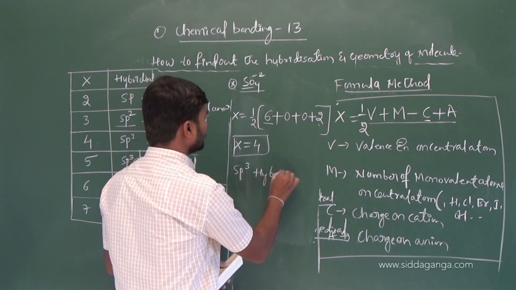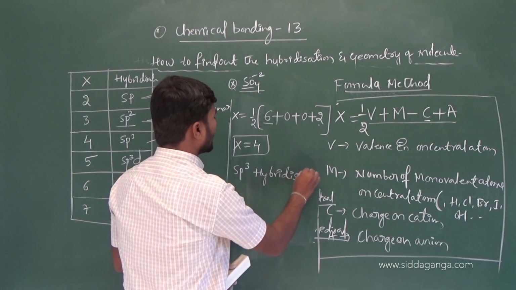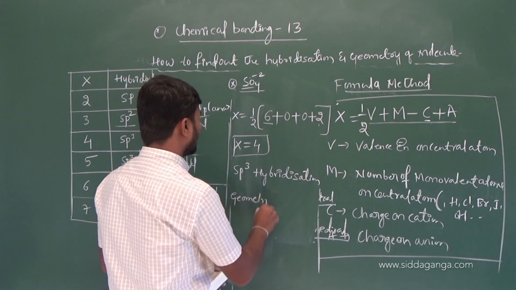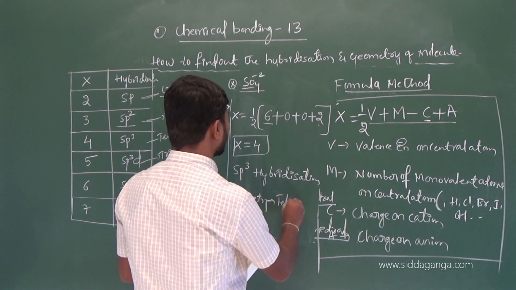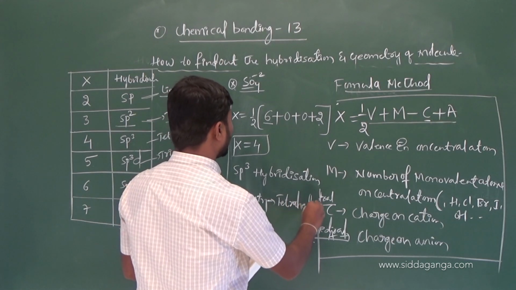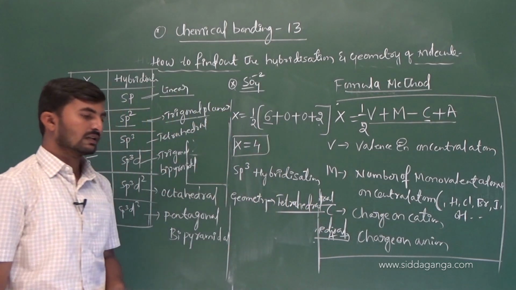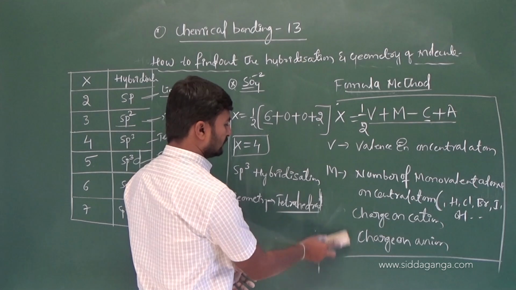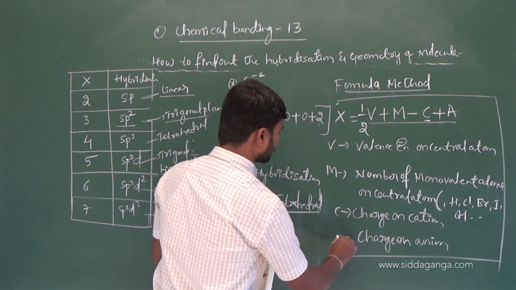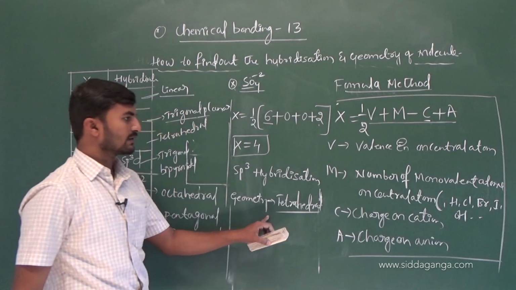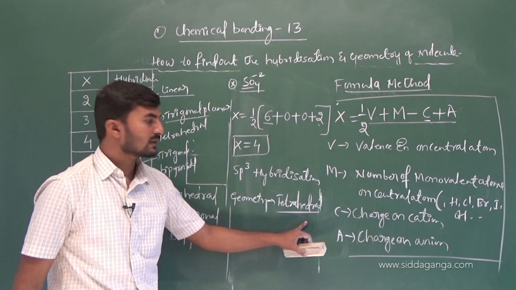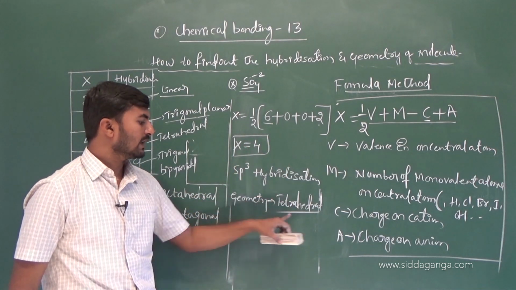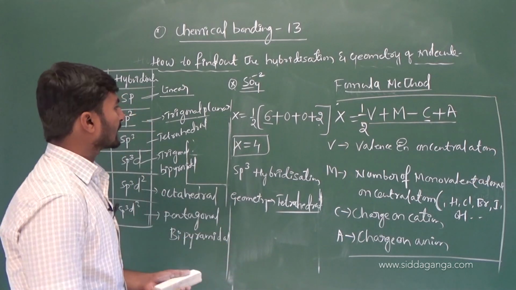it can exhibit sp3 hybridization with geometry. In geometry it will again be tetrahedral geometry. Again it can exhibit tetrahedral geometry. Is it clear? Based upon the value of x, we can easily predict the hybridization and the nature of geometry. Okay, next.